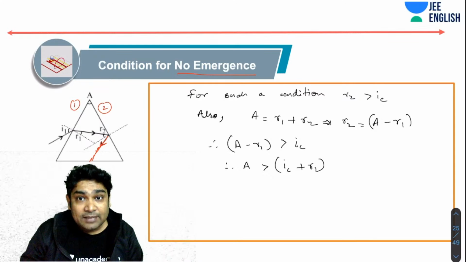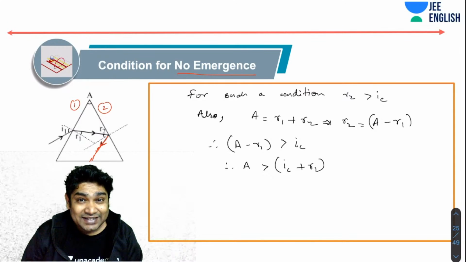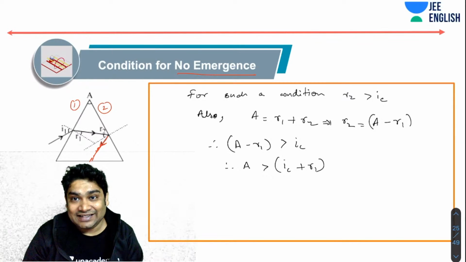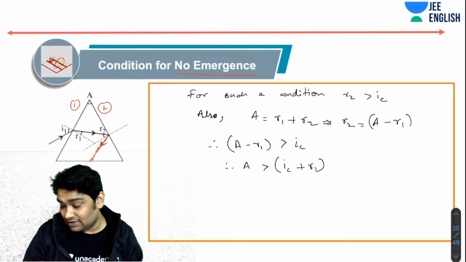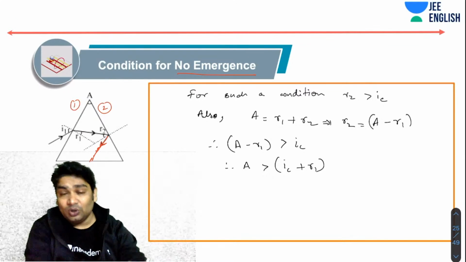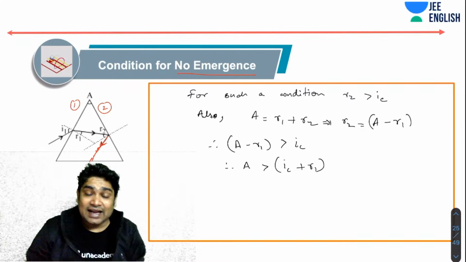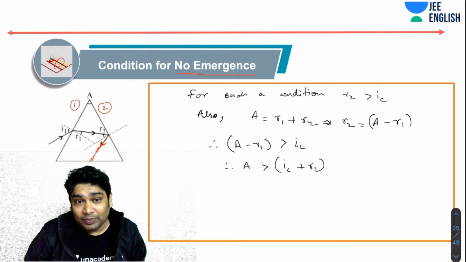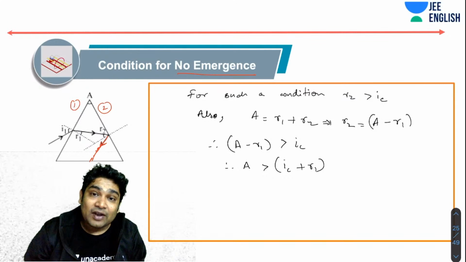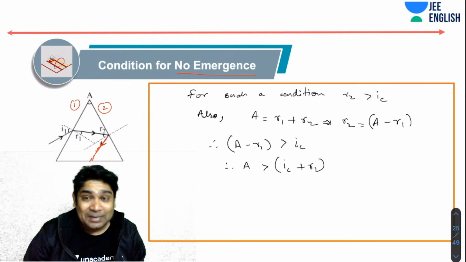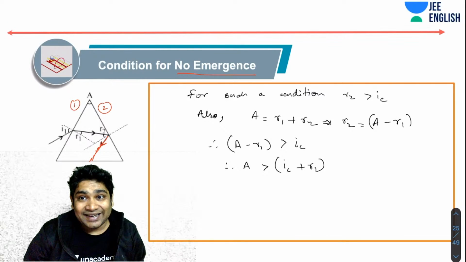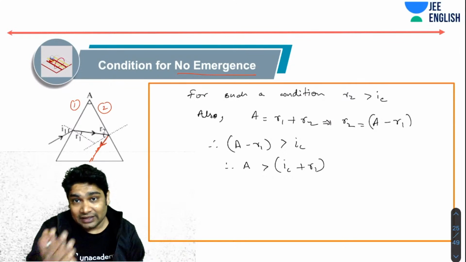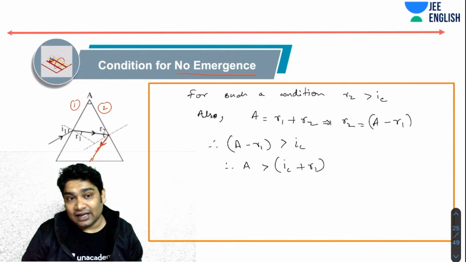Now what is the maximum value of R1? What is the maximum value of R1? The maximum value of R1 in fact is IC. Since sine I equals mu sine R1, the greater the I, the greater would be R1. So what is the greatest value of I? The greatest value of I is nothing but 90. So the greatest value of R1 is the R corresponding to 90-degree incidence, which is in fact the critical angle.